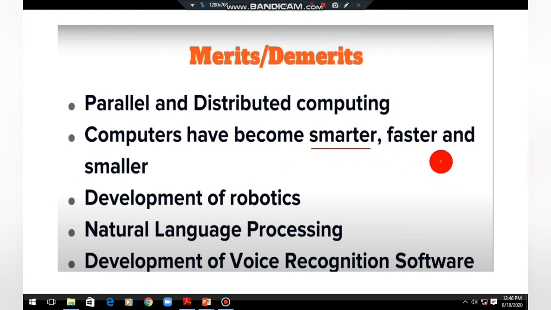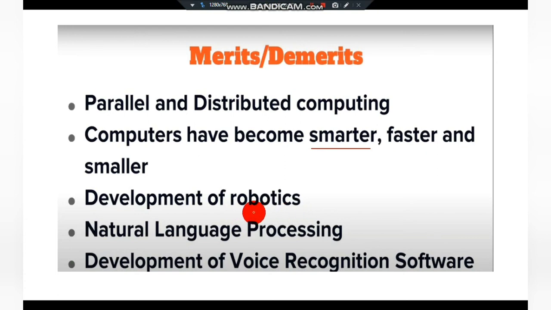These computers work very fast and the size of the computer is very small. Development of robotics was also done in this generation of computers. We use robotics in several different fields, and nowadays in many places. This generation of computers can also handle natural language processing. Natural language means human languages: the language you speak to communicate with other human beings, the systems can also accept. That is known as natural language processing.